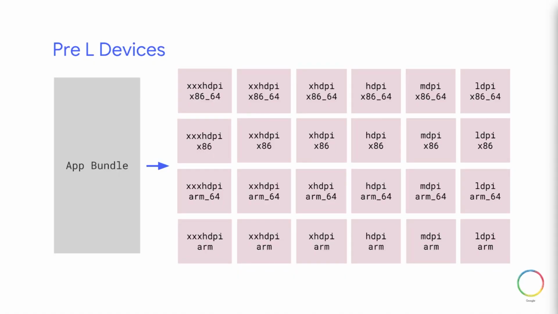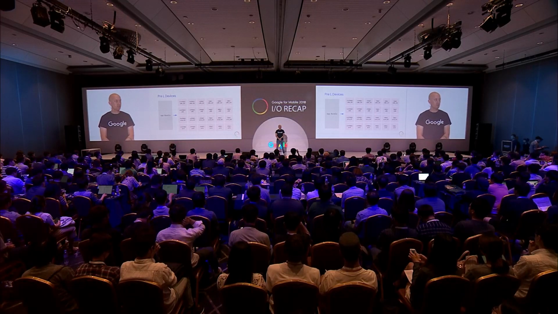Now, as I mentioned at the start of this section, splits are only supported on Lollipop and above. While this covers 85% of your users, many of you still target pre-L devices, which is great. For these devices, the app bundle still allows us to achieve some of the size savings by generating standalone APKs containing specific densities and architectures.